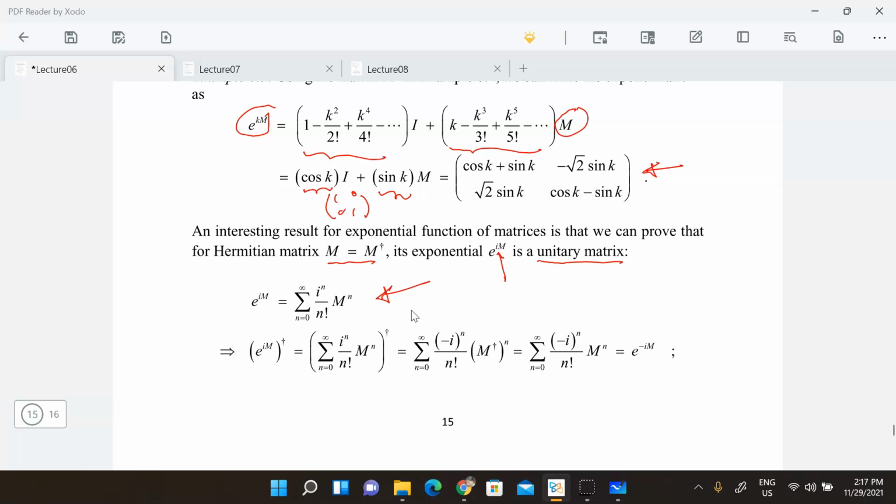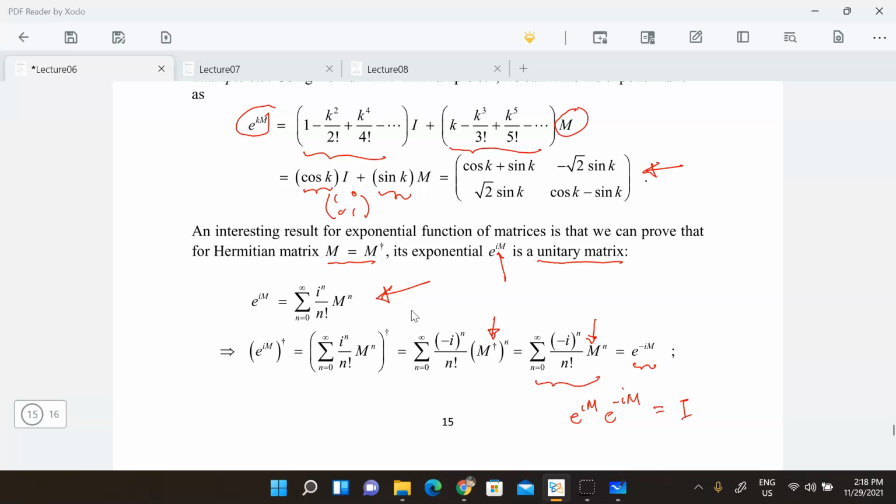And then if you take the adjoint, okay, the Hermitian conjugate, so you Hermitian conjugate the whole expression, the whole power series. Your I will turn into a complex conjugate. You get minus I over there. And your M dagger, now you can use the Hermitian property. M dagger is equal to M. So finally what you get is essentially this expression over power series of M, and that corresponds to the case of exponential minus Im. So then you can see that exponential Im times exponential minus Im is just going to give you identity.